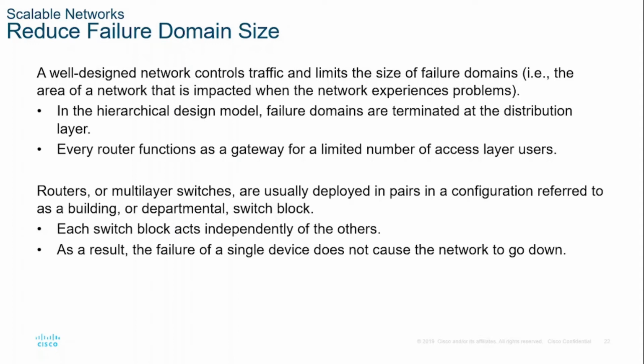So the use of redundant links and reliable enterprise class equipment minimizes the chance of disruption in a network. Smaller failure domains reduce the impact of a failure on company productivity. They also simplify the troubleshooting process, thereby shortening the downtime for all users.